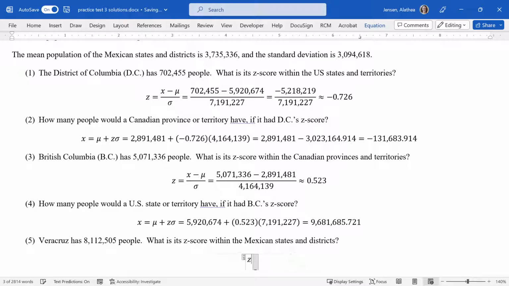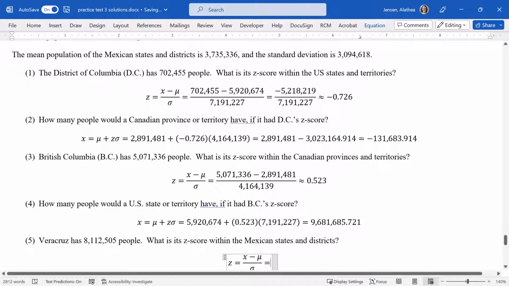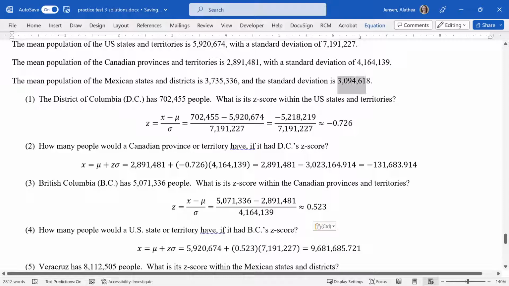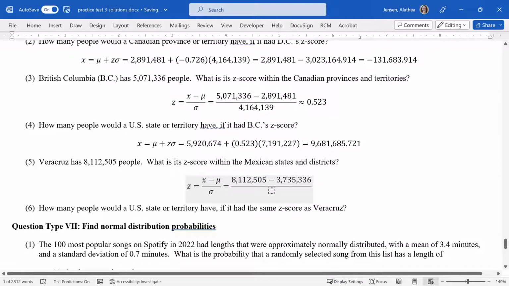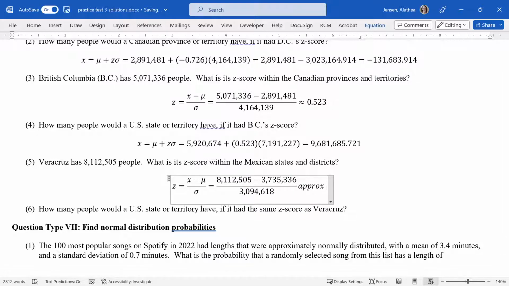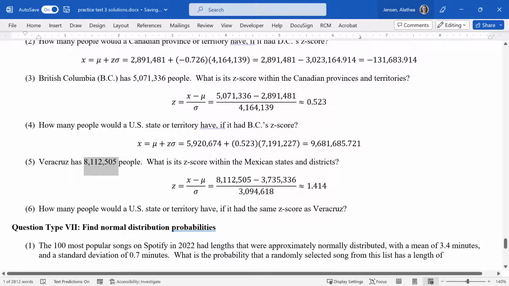Okay, so we're going to use the formula for z now because it's asking what is the z-score. So x minus mu over sigma. All right, so our x is the number of people. That's our data value. And then the mu and the sigma that we're going to use are going to be the ones for Mexico. So Mexican mu and sigma. I think Mexico is bigger than Canada, so these numbers are a bit bigger. Okay, and I'm going to put that in a calculator, and it comes out to be, oops, I got 1.414.